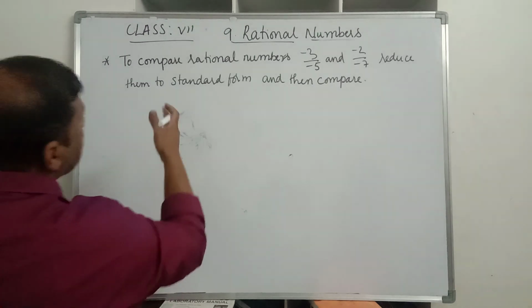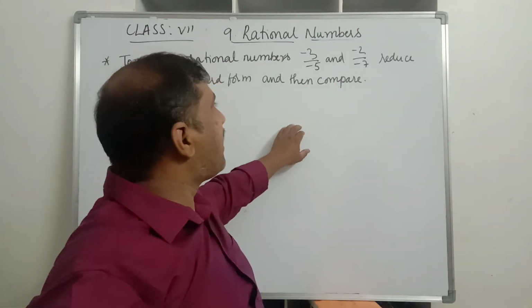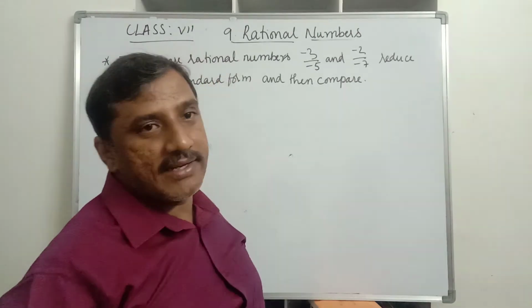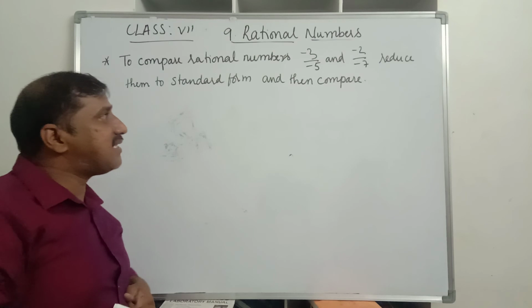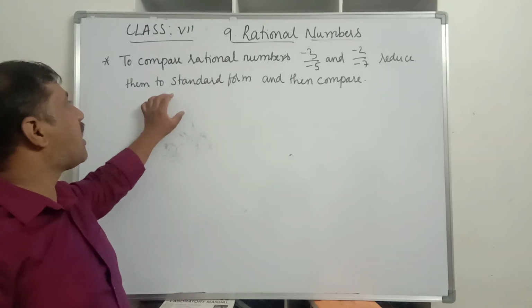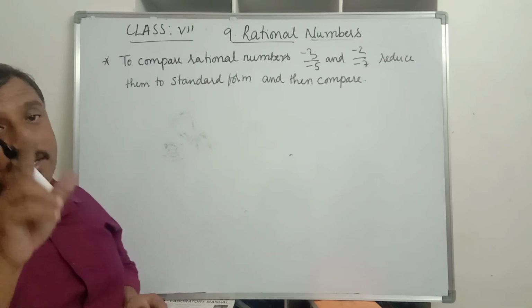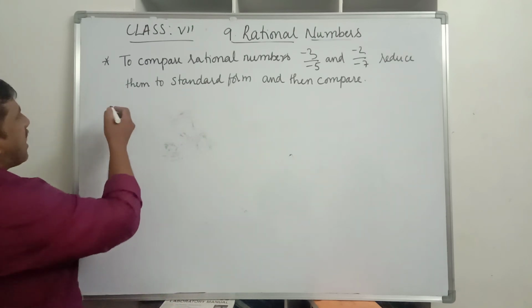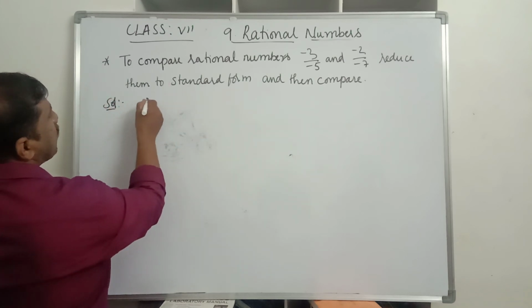Now, how do you compare the rational numbers which are in the form of minus 3 by minus 5 and minus 2 by minus 7? That is, both numerator and denominator are negative integers. How do we compare? First step, we should reduce them to the standard form and then we have to compare them. So first, we reduce them to the standard form.